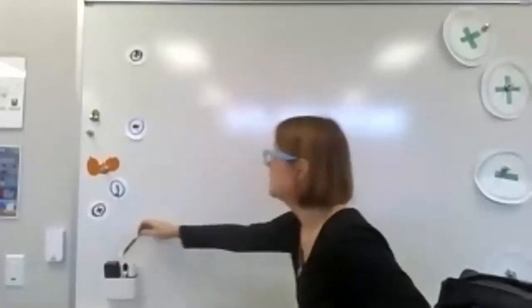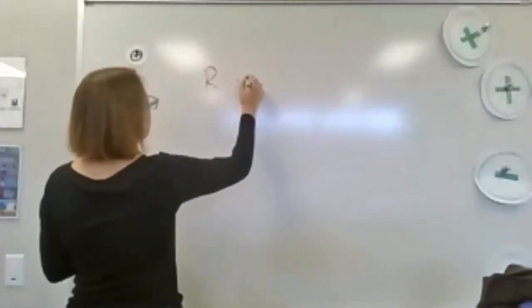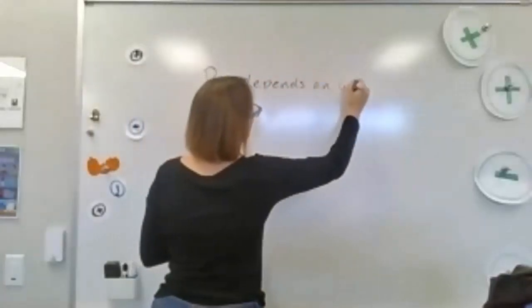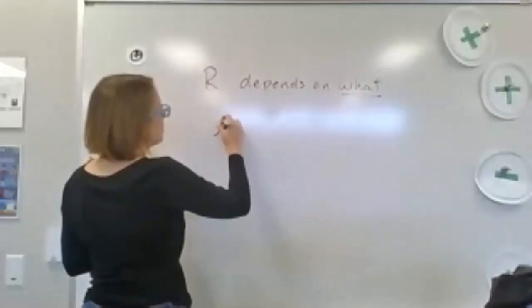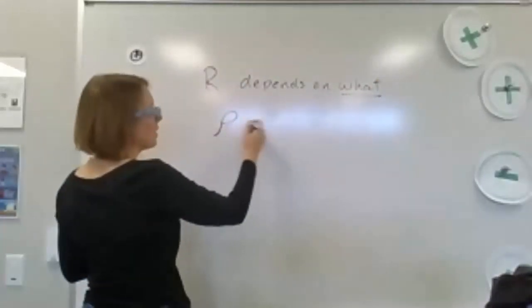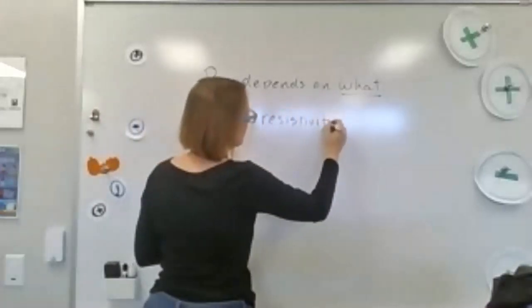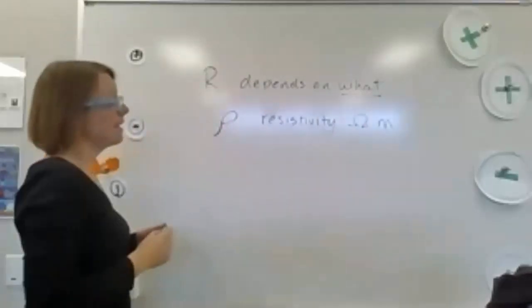So all of this is to say that one thing the resistance depends on is what you make your wire out of. So there's a variable called resistivity, and it's measured in ohm meters.